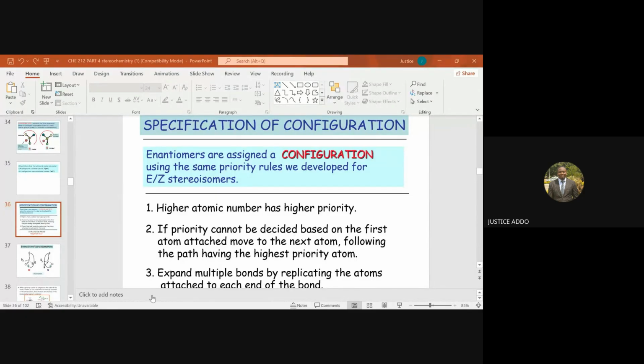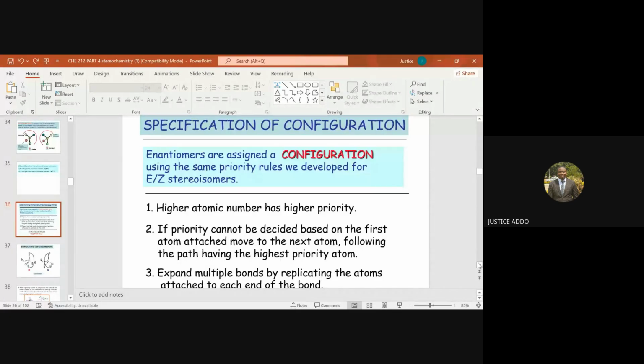All right, I'm back. So we are going to apply the same Cahn-Ingold-Prelog convention in helping us to, first of all, assign an order of priority sequence. And then when we are done, we start at the highest priority point and move to the least priority point. If the direction of movement is clockwise, then we have the rectus R configuration. If it is counterclockwise, then we have the S configuration.